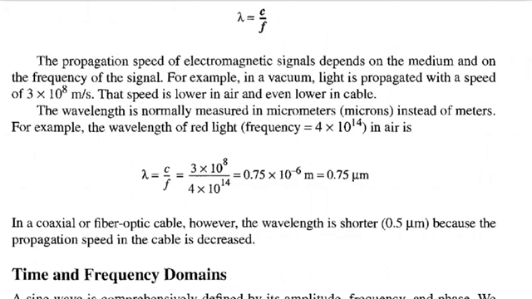The wavelength is normally measured in micrometers instead of meters. For example, the wavelength of red light with a frequency of 4 × 10^14 in air is 0.75 μm. In a coaxial or fiber optical cable, however, the wavelength is shorter because the propagation speed in the cable is decreased.